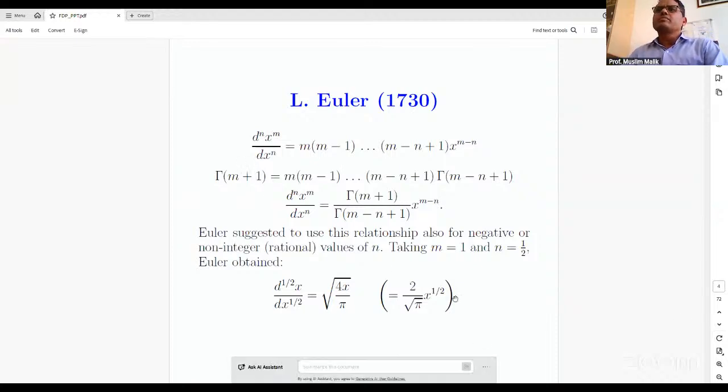So this formula is for the half derivative of x. This is the correct formula, but he was not able to find one general formula for finding the fractional derivative of any function. After that, there were also many more people who tried to find the fractional derivative.